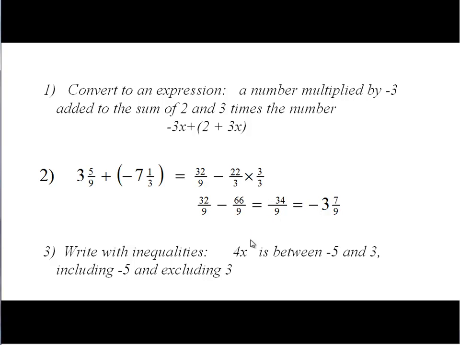Okay, I want you to write with inequalities. 4x is between, so I put negative 5, then my 4x, and then my 3. Include negative 5, so I put an equal sign. Include is when you put an equal. Exclude, I do not put an equal.